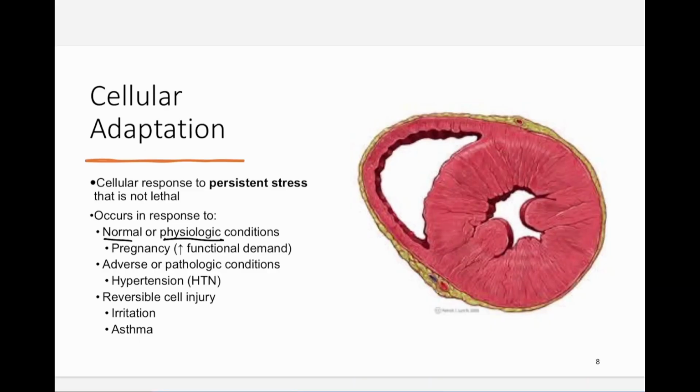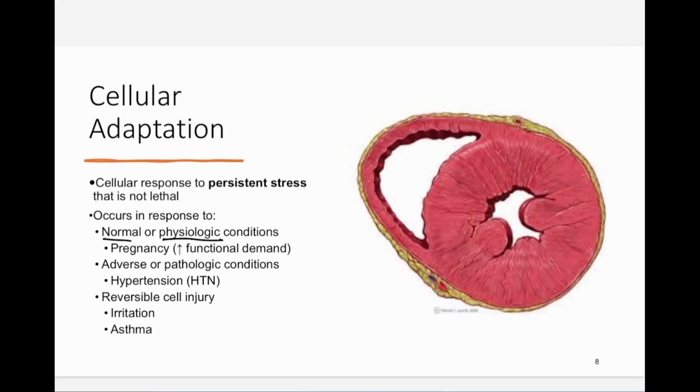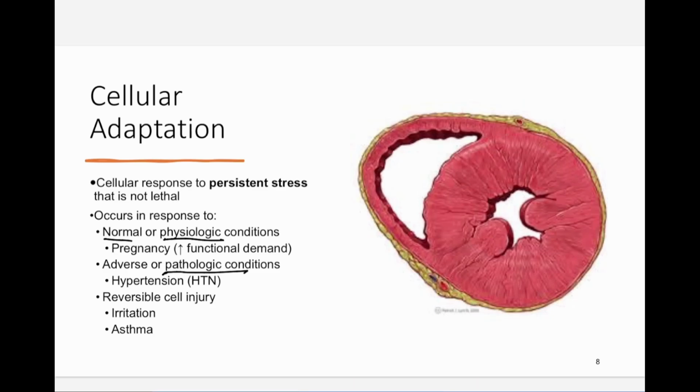Okay, for example, pregnancy. We talked about pregnancy at the last unit in physio. We talked about the adaptation that the mother goes through when she's pregnant. Those are all physiological adaptations. They're normal responses to pregnancy. That's supposed to happen. Then you get adverse or pathologic conditions, okay? Hypertension. When we get to cardio later on, we're talking about hypertension. Hypertension makes your heart very thick. It causes cardiac hypertrophy. But that's not good in the heart. We don't want that. That's a pathological adaptation.